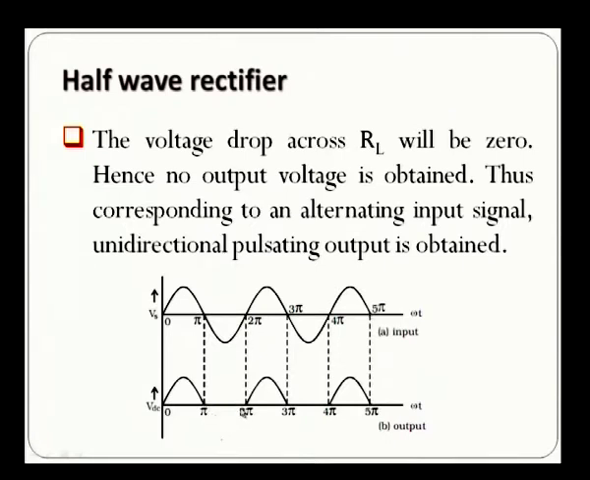So, no current was found, no voltage is found here, and when we compare these two waveforms, only the positive half cycles appear in the output. That is why this circuit is called a half wave rectifier. Only the positive half cycle of the input voltage appears in the output.